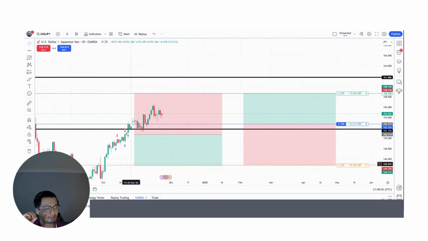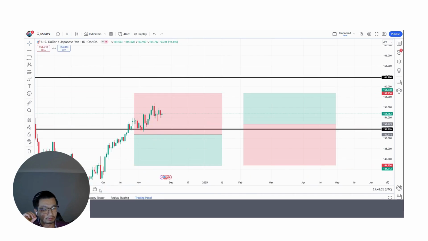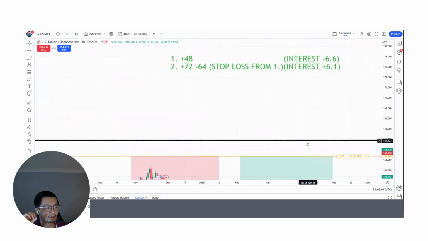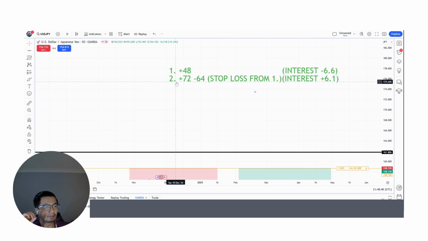minus the previous stop loss, which I can show you. If it goes to here, just bear with it, that will be £64 of a stop loss. So if it is the second scenario, I'll be having a profit of £72 minus £64 plus £6 10 pence for interest and minus £6.6 interest.